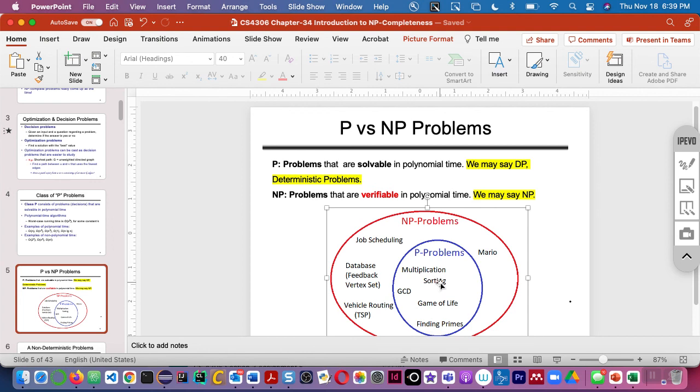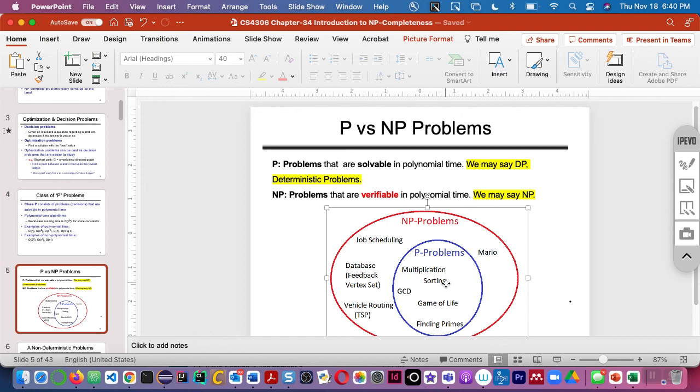Polynomial time, big O n squared or n log n, whatever it says. The searching algorithm takes big O n, and in the best case, big O log n. And finding GCD, and then finding prime numbers, Fibonacci numbers. These are all deterministic algorithms in P.